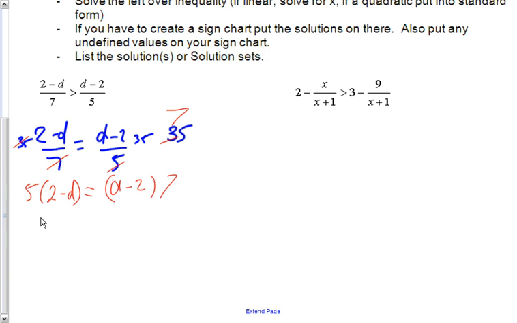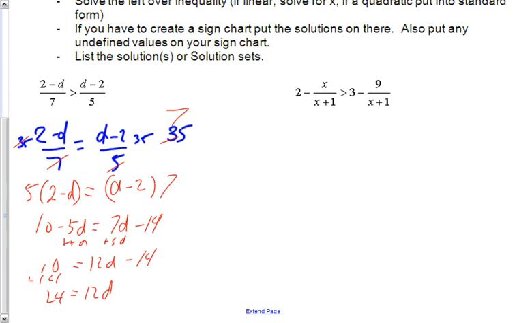And now all I gotta do is solve. 10 minus 5d equals 7d minus 14. Get d alone. I'm gonna add 5d. 10 equals 12d minus 14. Add 14. You get 24 equals 12d. D equals 2 by dividing by 12. So we have that. Now we make a number line. It's a pretty easy number line because the only number on it is 2.